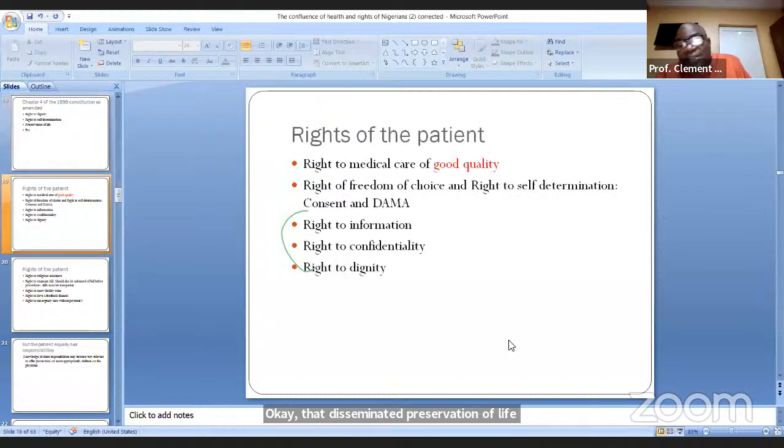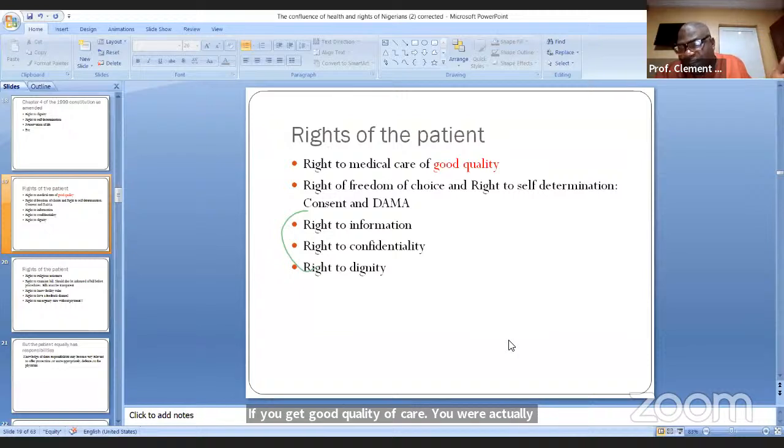Now let's look at the rights of the patient in detail. We'll just run through them; maybe during the question and answer contribution, we can take them. The patient has a right to medical care of good quality. By extension, this point summarizes all the rights of the patient. Good quality.